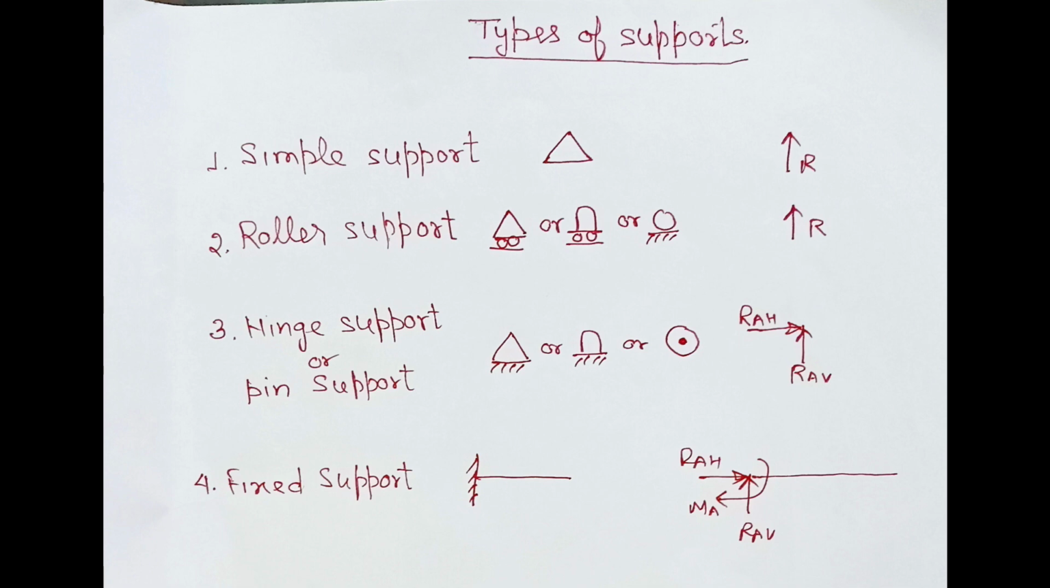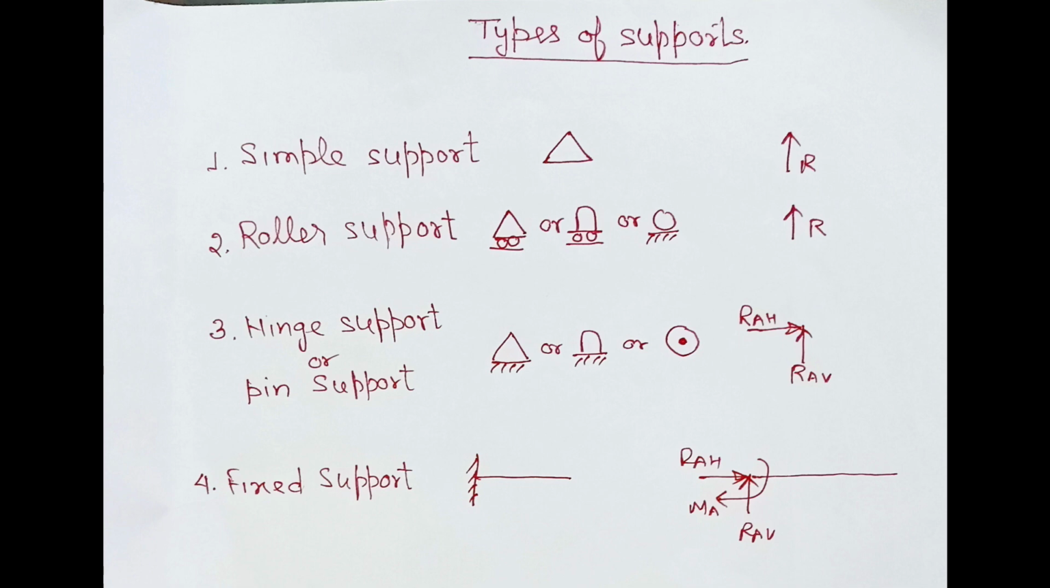Simple support is represented by a single triangle, and when we draw the free body diagram of simple support, we take one vertical reaction. Roller support is represented by a triangle with a roller, or simply a roller on a surface. You can see in the diagram. In this case also we take one vertical reaction.